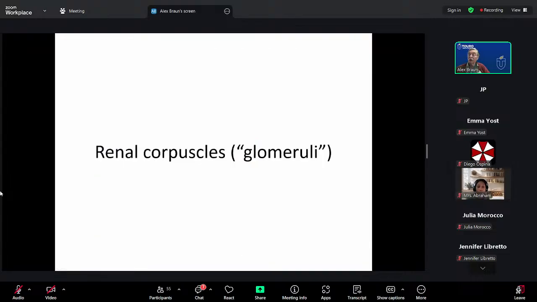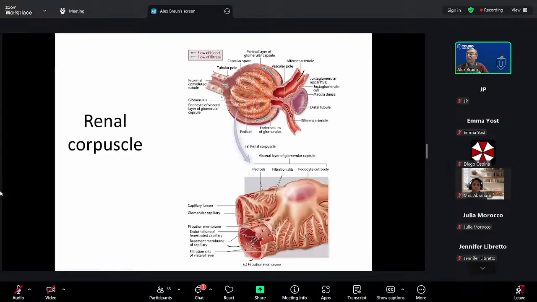Renal glomeruli or corpuscles. Here's a diagrammatic view of those. It's important to have a roadmap to know what you're looking at. It is very hard to really make sense of these complex structures just looking at a histologic image. It is much easier if you develop a roadmap in your head as to what you can expect to see and what you are actually seeing in a histologic section.